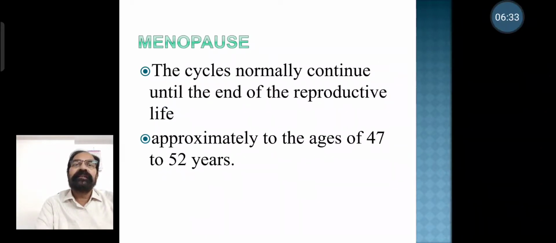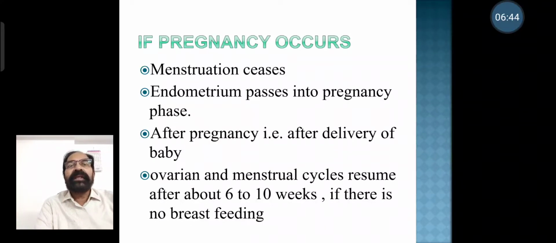Menopause. The cycles normally continue until the end of the reproductive life, that is approximately ages between 47 to 52 years. Pregnancy. If pregnancy occurs, menstruation ceases. Endometrium passes into pregnancy phase. After pregnancy, that is after the delivery of baby, ovarian and menstrual cycles resume after about 6 to 10 weeks if there is no breastfeeding.